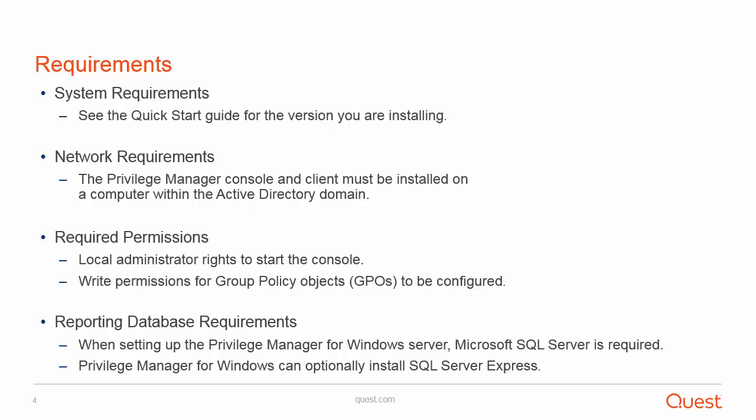The Privilege Manager console and client must be installed on a computer within the Active Directory domain. To start the console, the user must have local administrator rights and have write permissions for group policy objects to be configured. Finally, when setting up the Privilege Manager server, Microsoft SQL Server is required. This can be either hosted locally on the Privilege Manager machine or remotely. Check the Quick Start Guide for supported SQL versions. If SQL is not already installed, Privilege Manager can optionally install SQL Express.